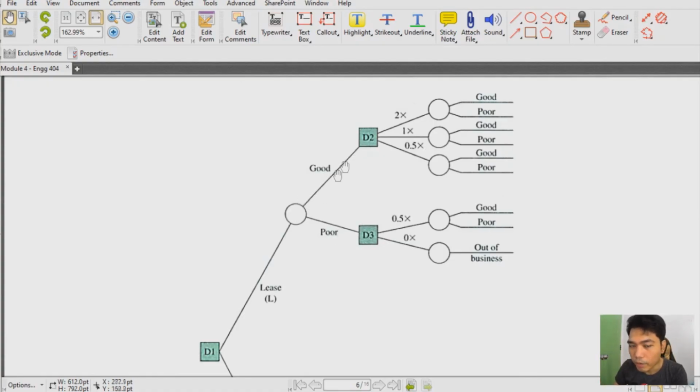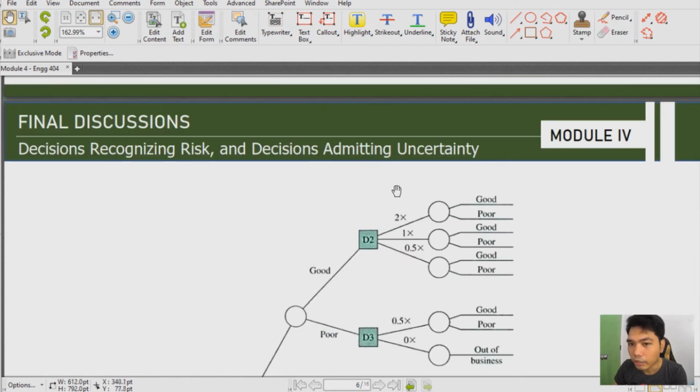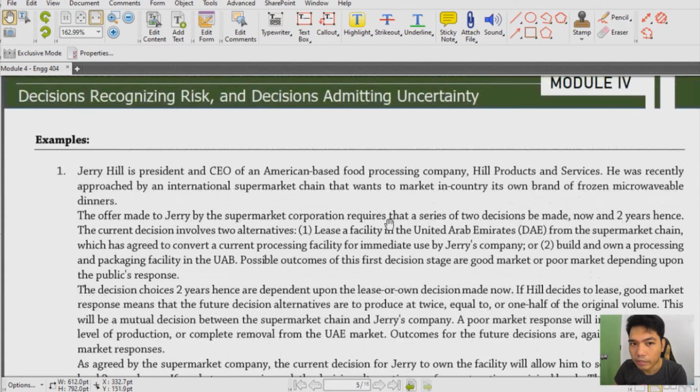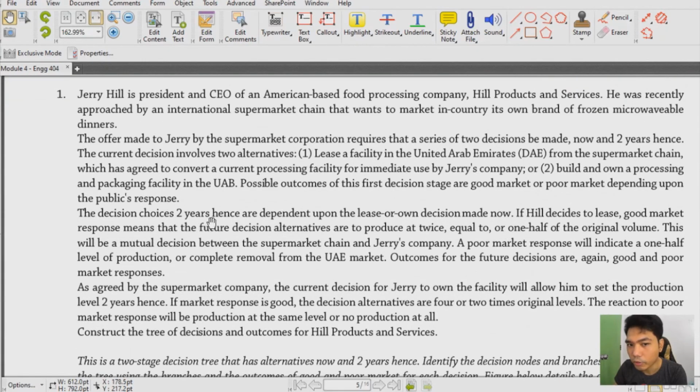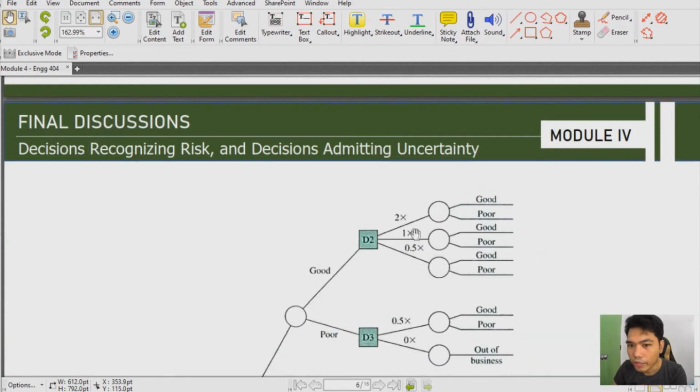So, if the market is good, papasok ngayon yung first decision mo. The market is good, and then you can go back to this sentence. The market is good, and then the decision mo is 2 years hence. So, ito yon, good market. The future decision alternatives are to produce twice, equal, or 1/2. So, ito yon, yung twice, equal, or 1/2. That's 2, 1, and 0.5. And then, sabi natin lagi, any decision in the roots will always produce either a good or poor market. Kaya, good or poor din yung last decision natin dito.